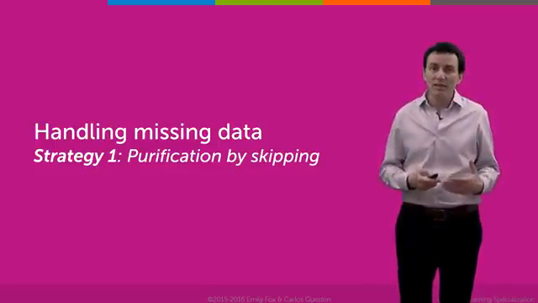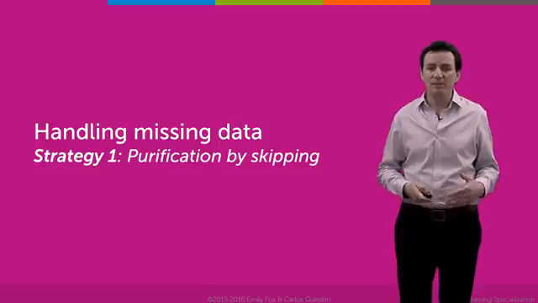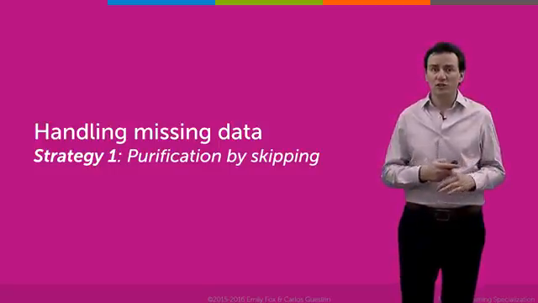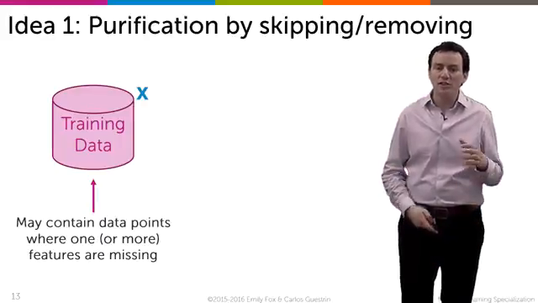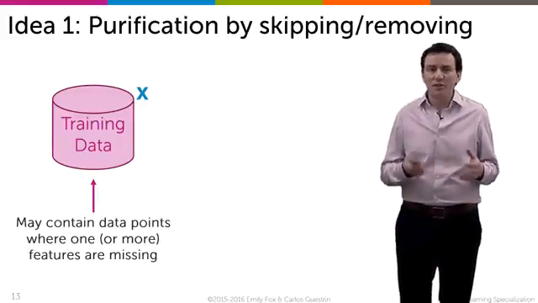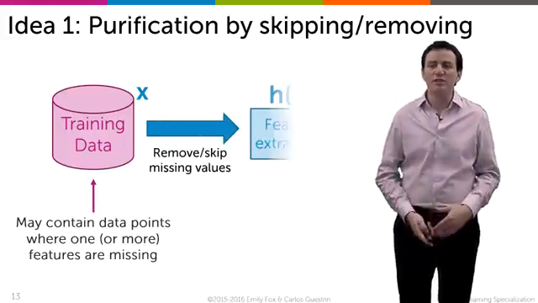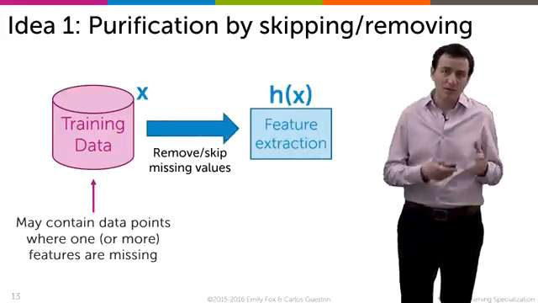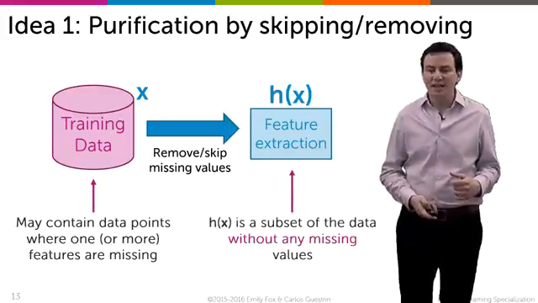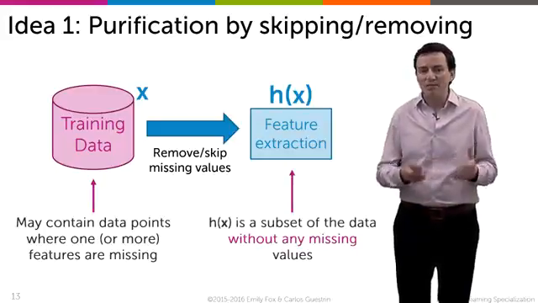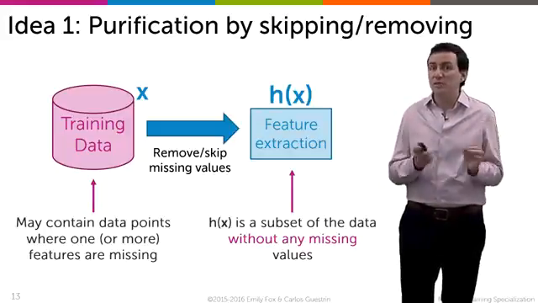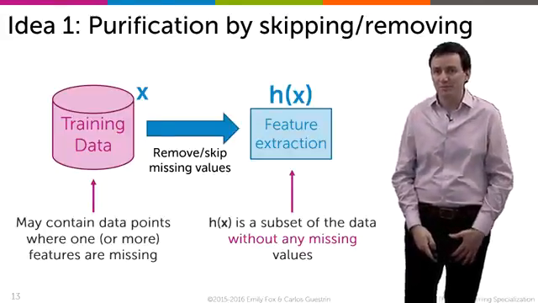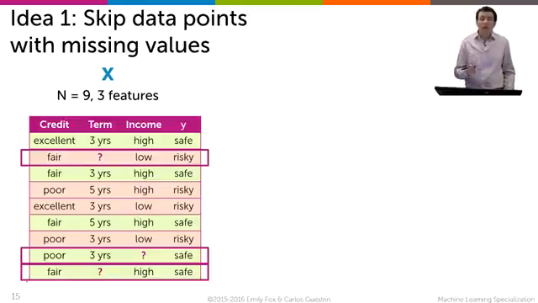Now, the basic, most common way of dealing with missing data is what's called purification. So I'm just going to throw out missing data. I start with a data set where for some data points, some of the feature values are missing, and somehow I'm going to skip some of these data points, and end up with a data set in outputs here, h of x, where nothing is missing, everything is observed. Skipping data is the most obvious thing that you might want to do.